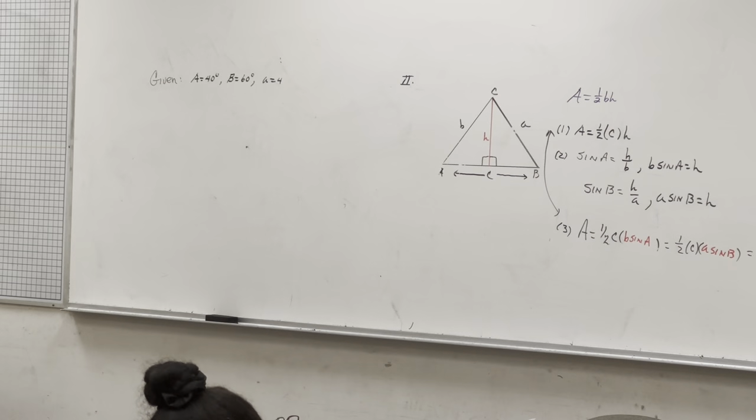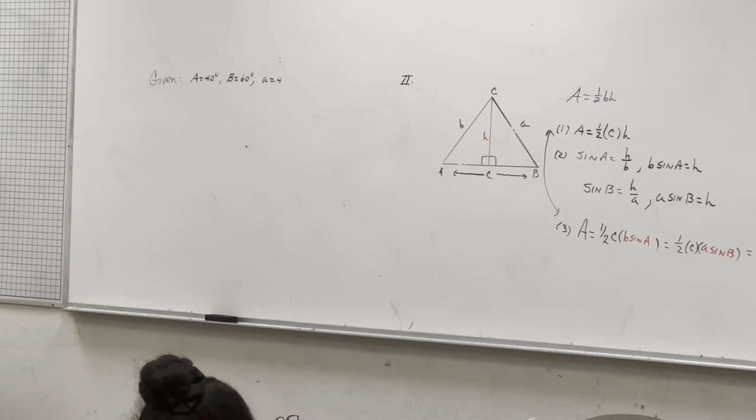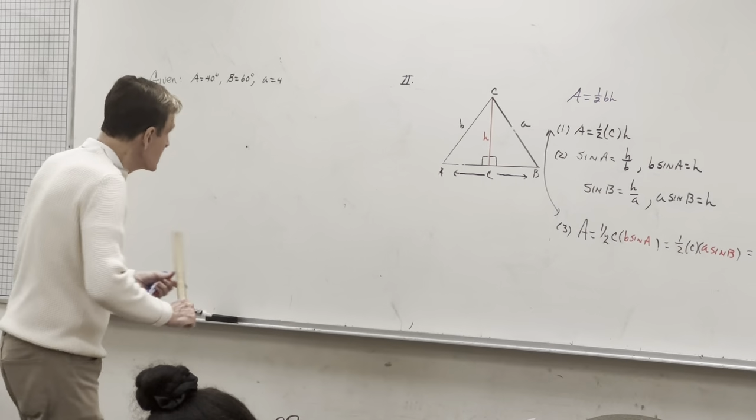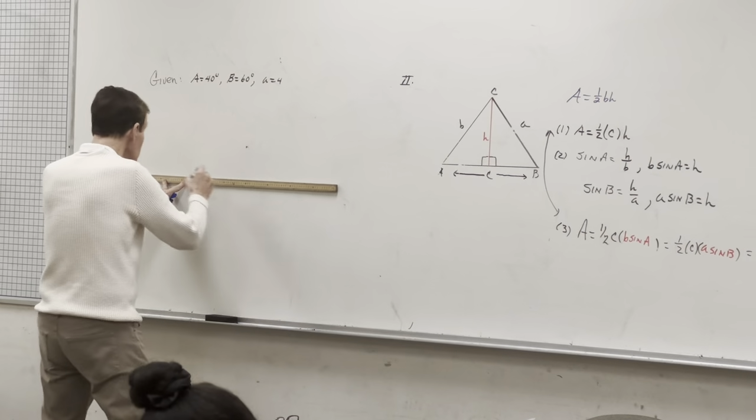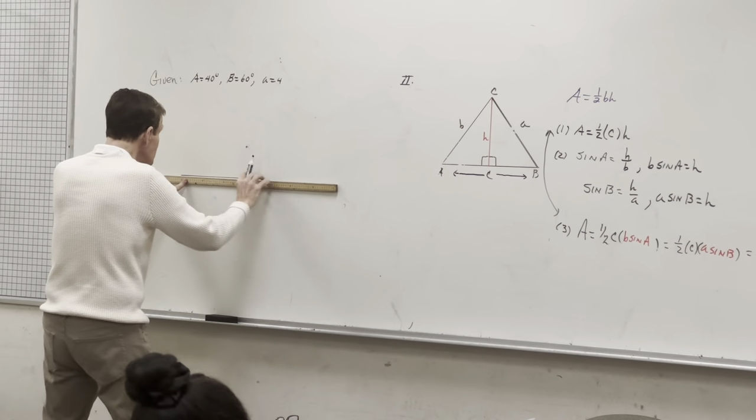So guys, is this a right triangle? She gave me 60 and 40, that much right there is 100. So the remaining angle C is 80, so it's not a right triangle. It's oblique. Make it look like mine over there, go for it.